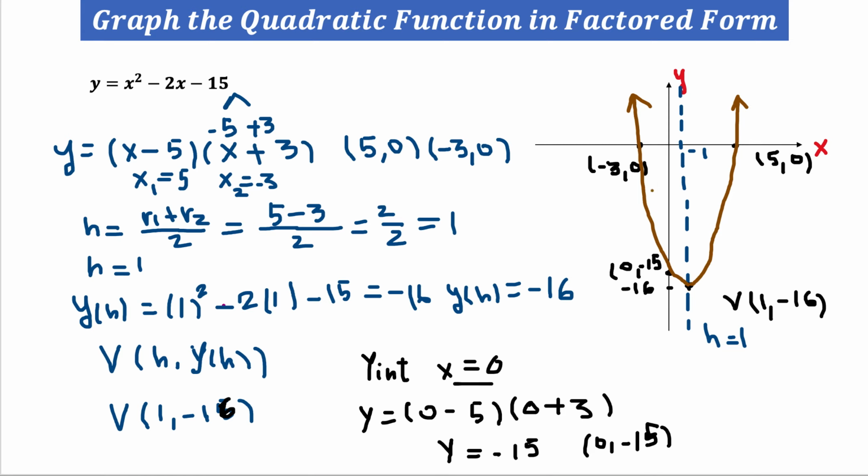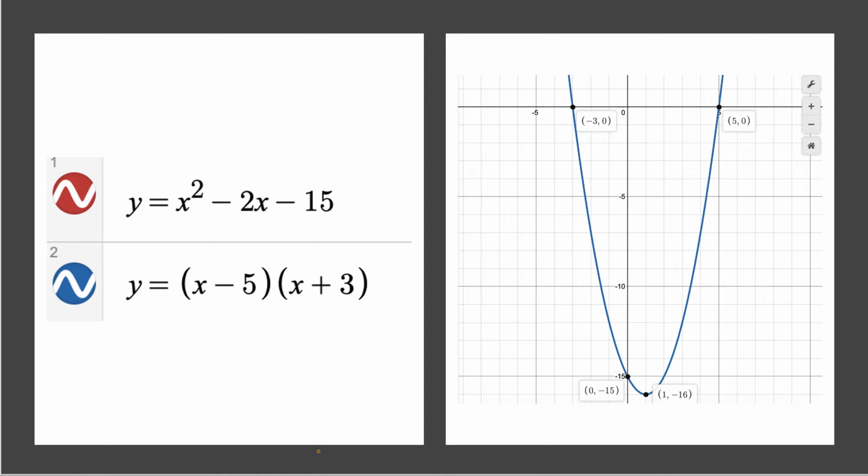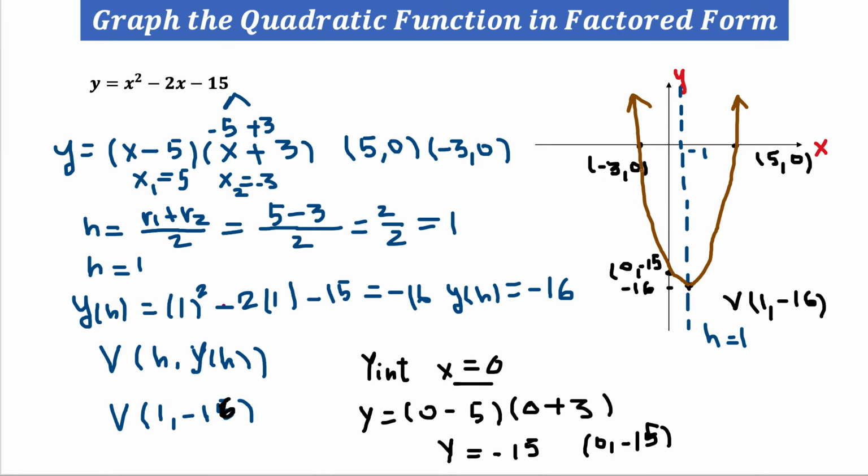But if we want to make sure we did it right, we can use graphing utilities, like Desmos. I graphed it in Desmos, and this is how the graph is represented. As we see here, the x-intercepts are minus 3 and 0, and 5 and 0, the y-intercept is 0 and minus 15, and the vertex is 1 and minus 16. When we compare, we have the same values. We did exactly the same, and everything is the same, except that Desmos is drawn to scale, while here is a sketched graph.